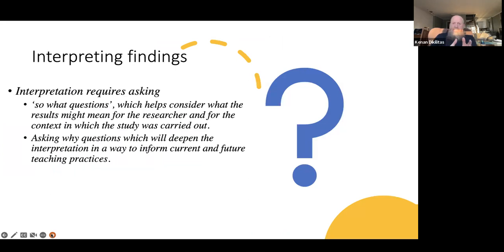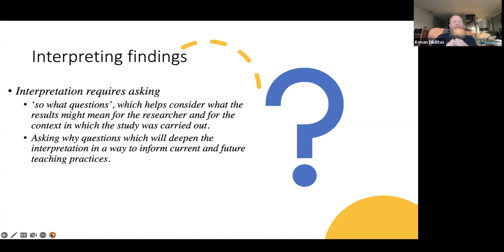So interpretation then, I mean, if you have enough data, if you have done the analysis, which is about numerical and verbal data, then you can ask actually two questions. So what? Okay, I found this, so what? So you need to say, okay, what am I going to do with these findings? And what does it mean for me as the researcher, as the teacher? And then secondly, you need to ask a why question. Okay, you found something, and then you can say, why did I find that result?